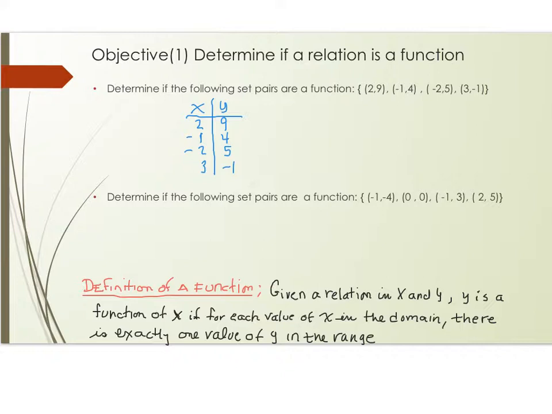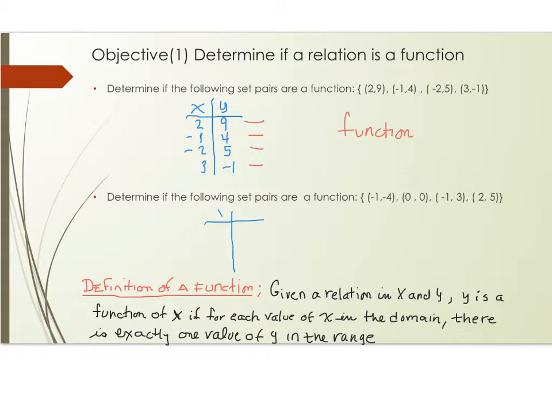Well, we can see in this particular case for each value of x, there's only one value of y. So this is a function. This relationship is a function. Now we're going to do the same thing for the second pair.